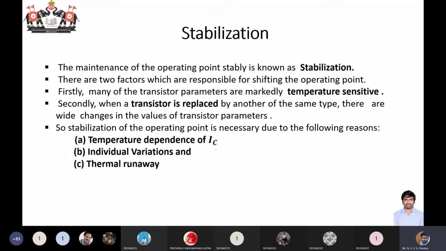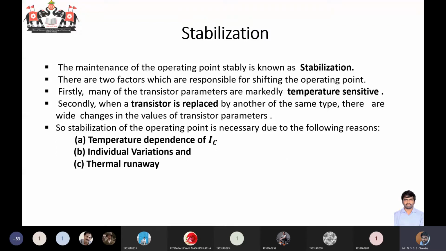Similarly, here you have a reverse biased collector base junction. When the temperature is changing, then the current in this reverse bias, that is your IC naught or reverse leakage current, will also be changing, and this IC naught will further affect the IC value. So the first thing is that because these transistor parameters are temperature sensitive, your operating point will be shifting. It will not be at a fixed point.